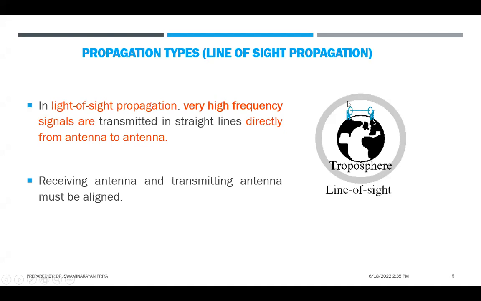So line of sight propagation is used in microwave communication. And because of this line of sight property, microwave communication is used for limited distance. We cannot perform country to country communication by using microwave, because there are always some kinds of obstacles. So the condition is that there should not be any obstacles between the sending and receiving antenna.